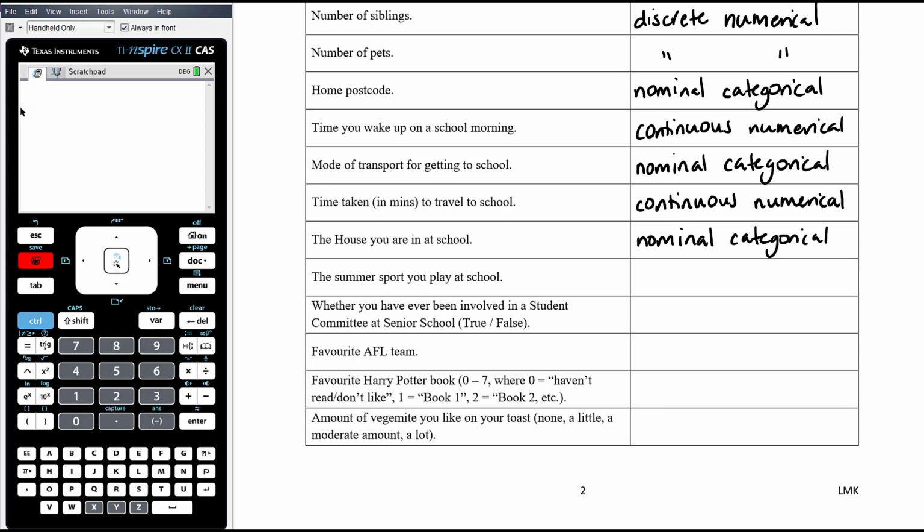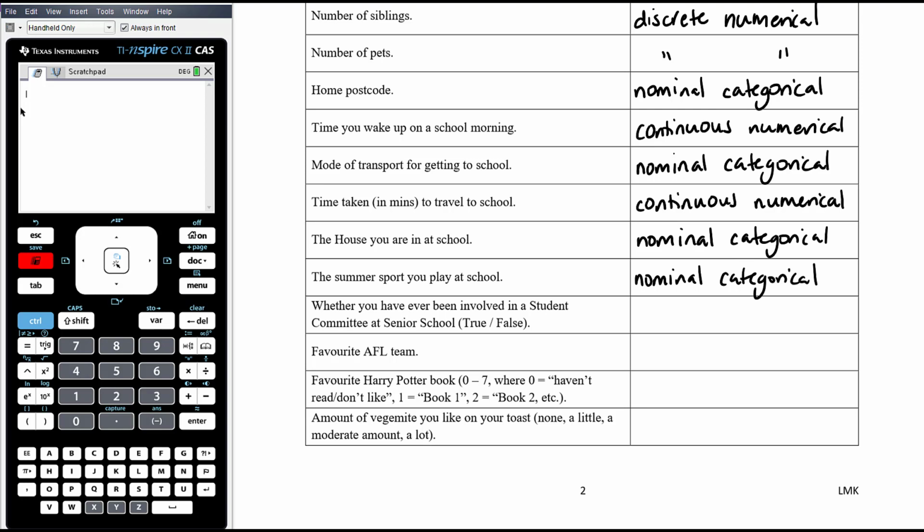The summer sport that you play at school. So maybe you play cricket, maybe you play tennis, maybe you do rowing, maybe you play basketball in the summer, whatever. So the summer sport you play at school, they're just categories, again no implied order. Nominal, categorical.